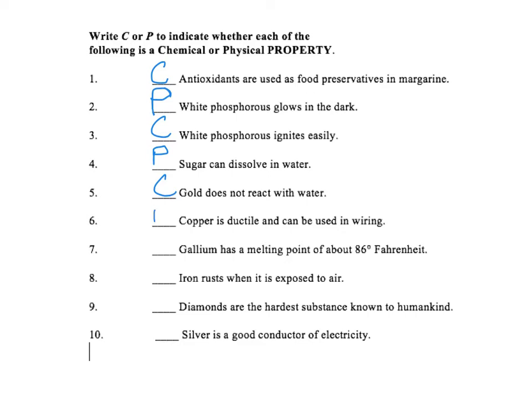Copper is ductile and can be used in wiring. That's one of those physical properties, saying we can pull it into thin wires. Gallium has a melting point of about 86 degrees Fahrenheit, so that's describing melting. That's another physical property. Iron rusts when it's exposed to air. Again, that's rusting, that's chemical. Diamonds are the hardest substance known to mankind, so how hard it is is physical. And last, silver is a good conductor of electricity. Conducting heat or electricity is physical.